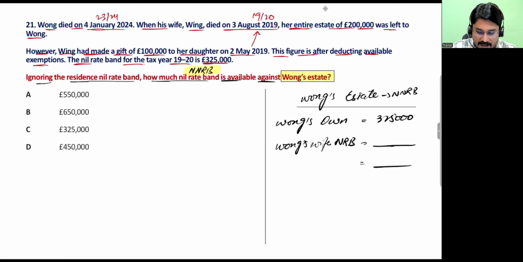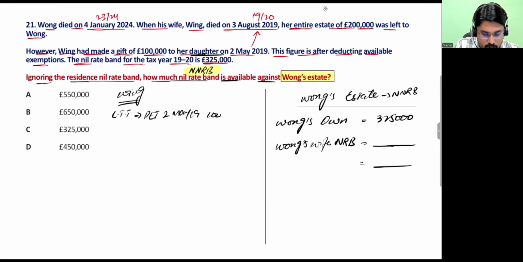But for calculating that X amount, we have to perform a few calculations with respect to Wing. First of all, if you start checking the lifetime transfers, there is a lifetime transfer that Wing had made, a PET, a gift to her daughter on 2nd May 2019, and the value of the PET is 100,000, and PETs are exempt at the time of death. So basically, although the question is not asked for Wing, the question is asked for Wong's estate normal nil rate band availability. But for finding this, we have to check Wing's death and the estate's available nil rate band.